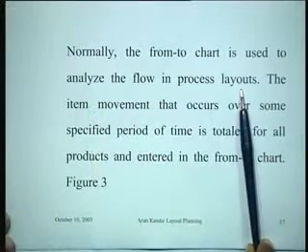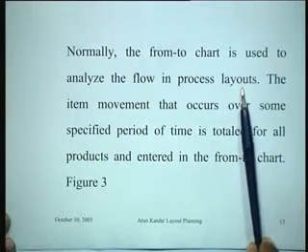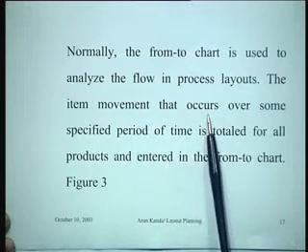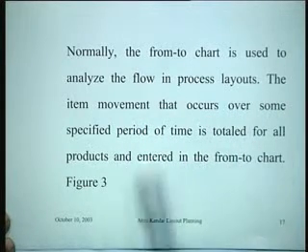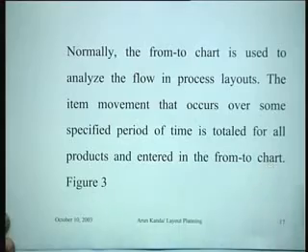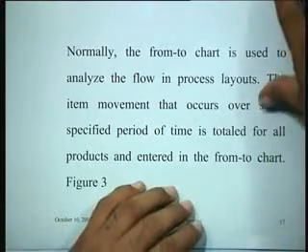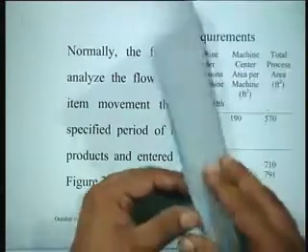Normally the from to chart is used to analyze the flow in process layouts. The item movement that occurs over some specified period of time is totaled for all the products and entered in the from to chart as shown in the next figure. What we would like to simply show is this information.